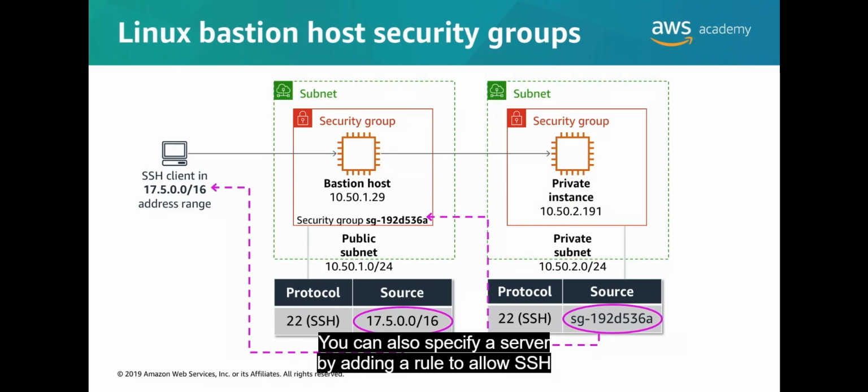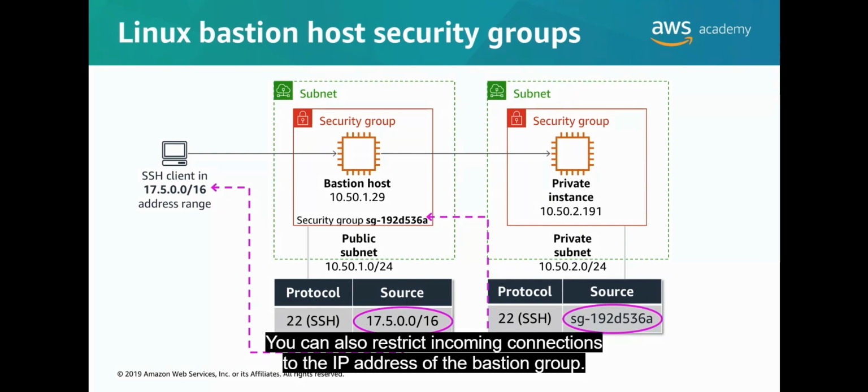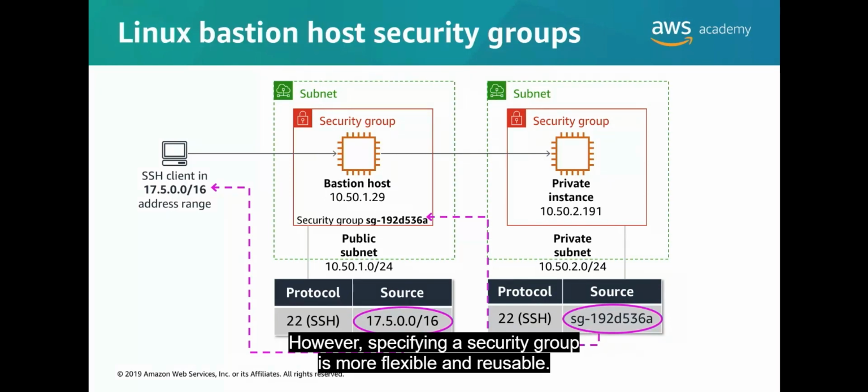You can also specify a server by adding a rule to allow SSH connections from instances that are in that security group. You can also restrict incoming connections to the IP address of the Bastion group. However, specifying a security group is more flexible and reusable.